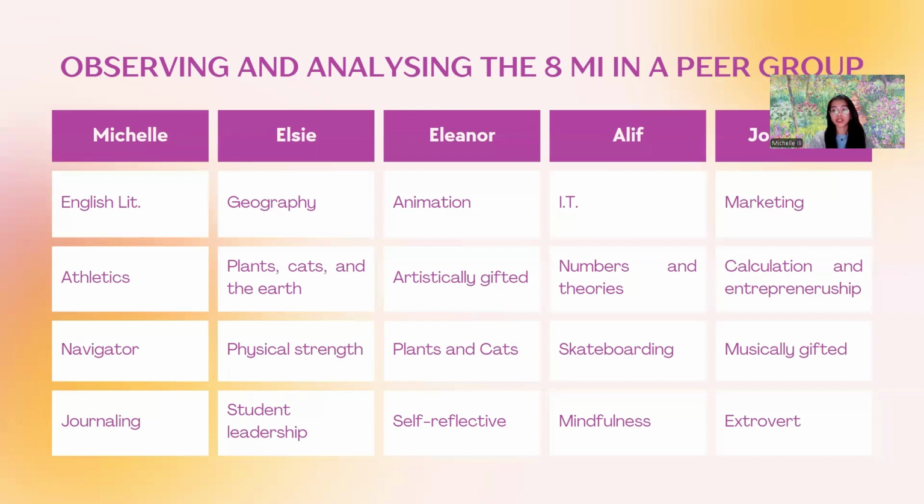Thirdly, we have Eleanor. She is pursuing a degree in animation, and she is artistically gifted. She is particularly good at sketching. Obviously, it goes to say for somebody who's in animation, but she's very talented in sketching. They are not just random doodles; they are actually realistic sketches.